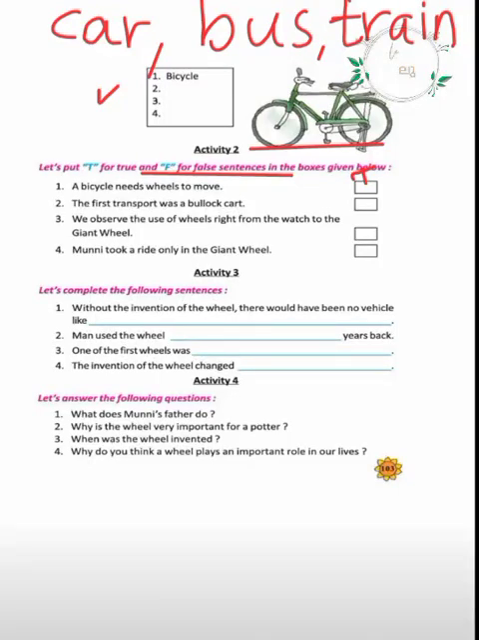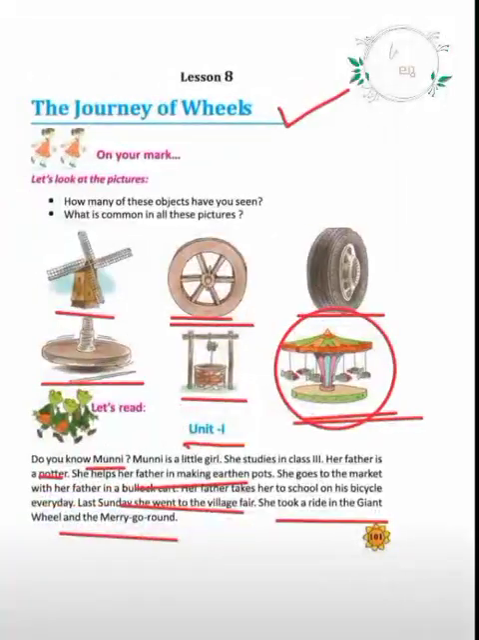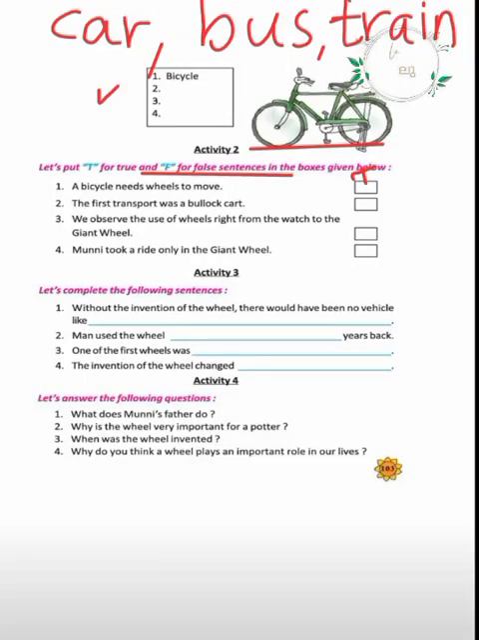We observe the use of wheels right from the watch to the giant wheel. Yes, that's true. You can write T there. Muni took a ride only in the giant wheel. Is that correct? No. You can see here she took a ride in the giant wheel and the merry-go-round. So that's false. F. Muni took a ride not only in the giant wheel but also in the merry-go-round.